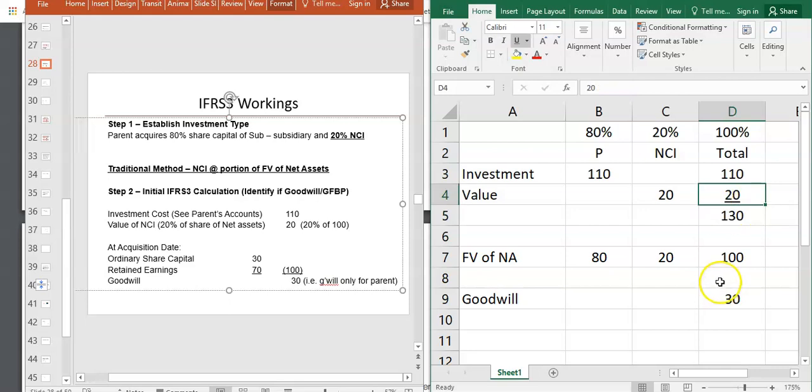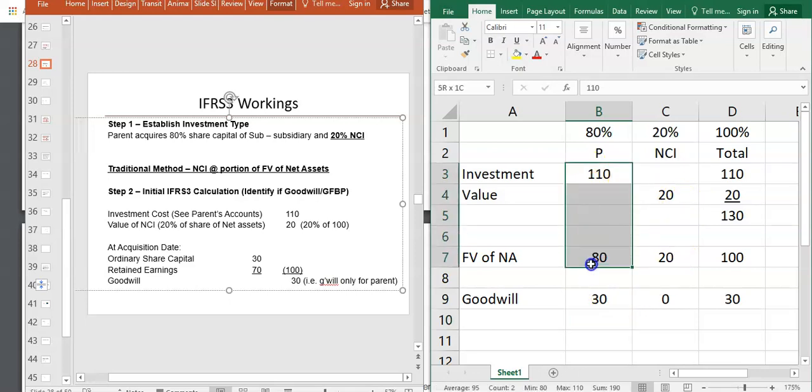130 minus 100. But if you look at them here, there's actually no goodwill attached to the NCI, 20 versus 20. It's all attached to the parent. So when you use the traditional method, you're attributing no goodwill to the NCI. The goodwill is only attributable to the parent.